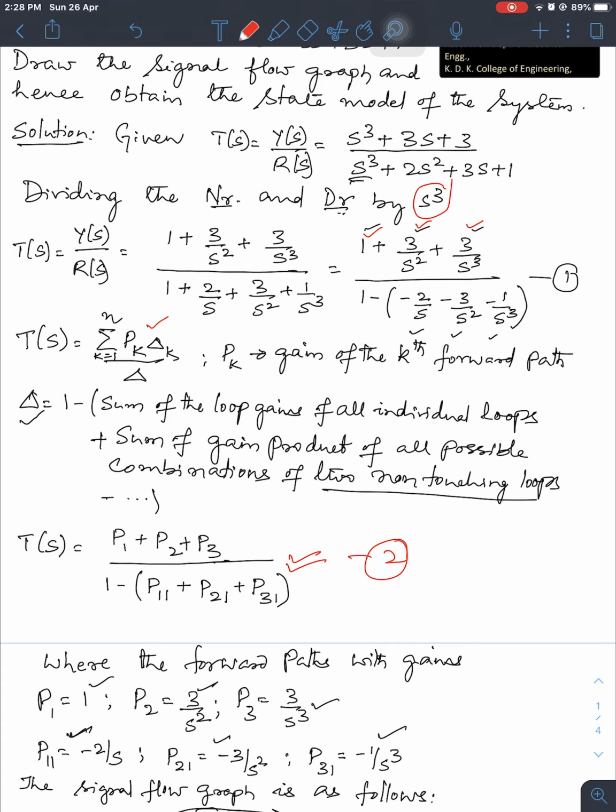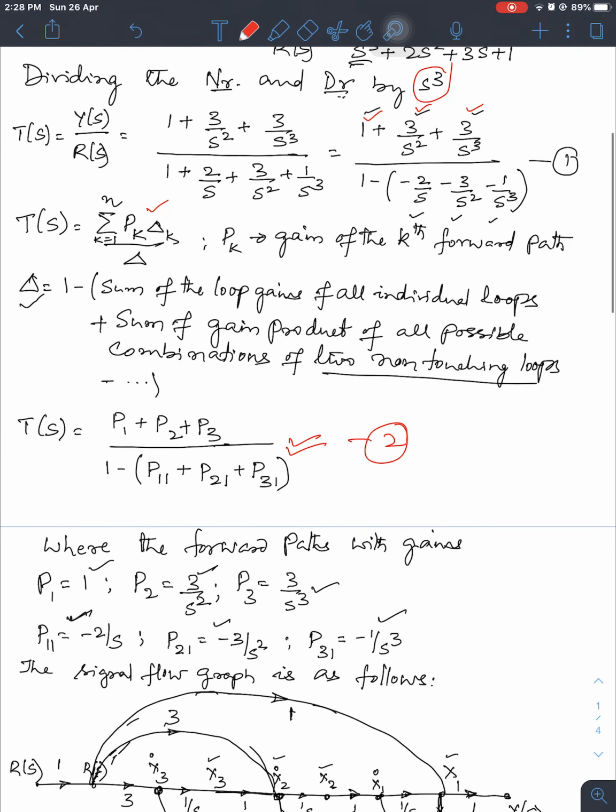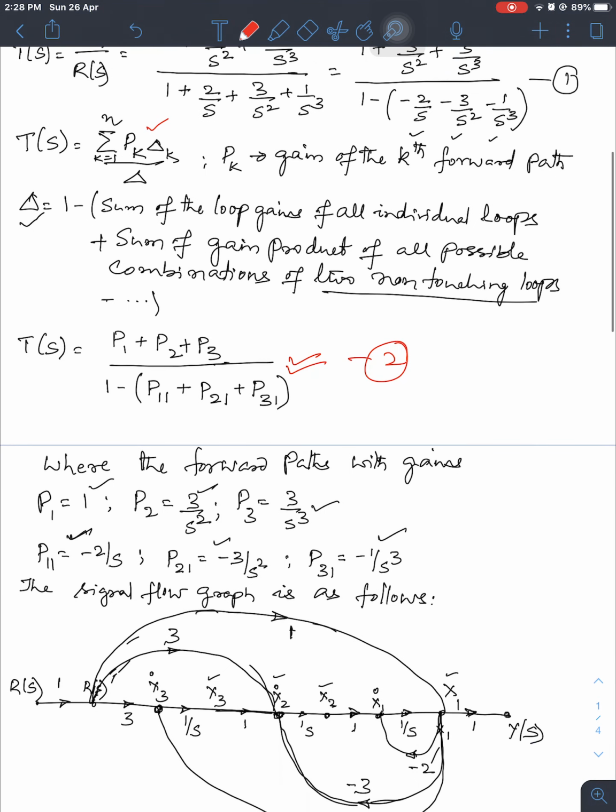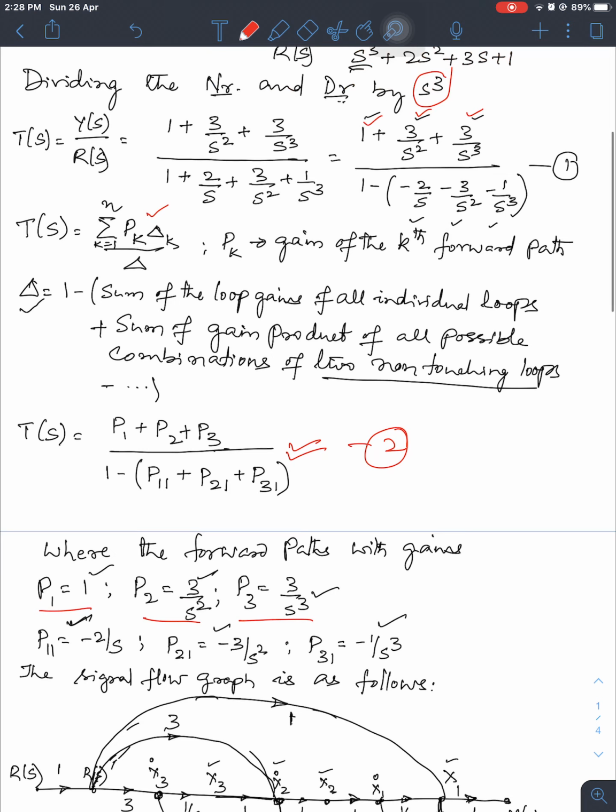We did this, we got equation 1, we tried to compare equation 1 and equation 2, and we were able to write the forward paths with gains as P1, P2, P3. So we are able to write this, this and this. Alright. Now from the denominator we try to identify again what is P11, what is P21, what is P31. We identify it this way. It doesn't matter which one you call P11, which you call P21 and which you call P31.